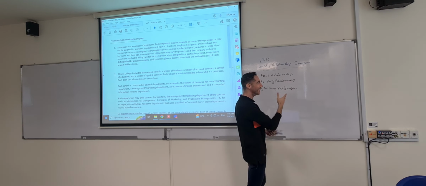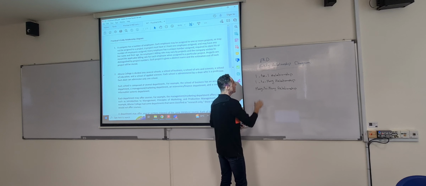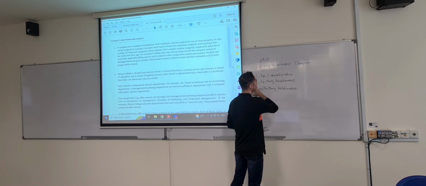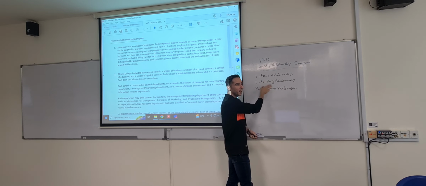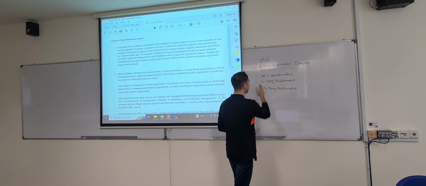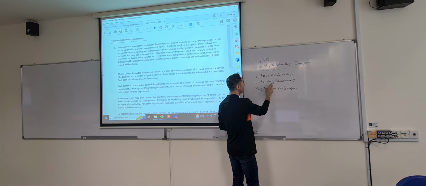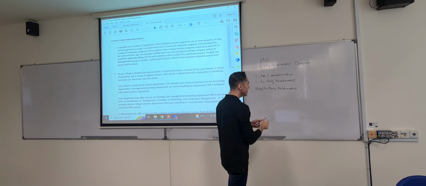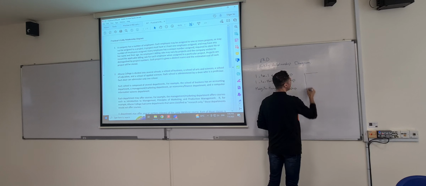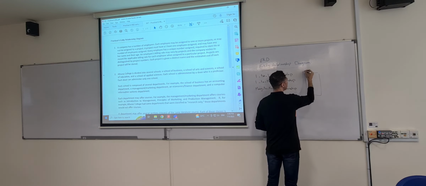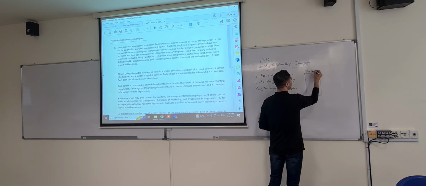So what does one-to-one mean? Of course, one-to-many or many-to-one is the same thing. So we have one-to-one, one-to-many, many-to-many. Let's start with one-to-one. Assuming I have a table about a student, for example.